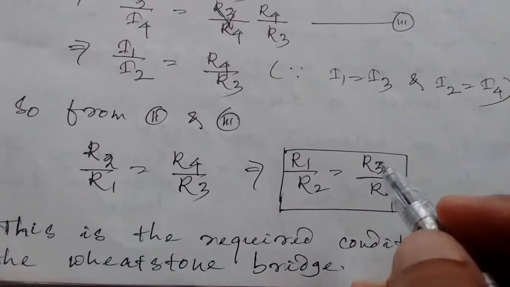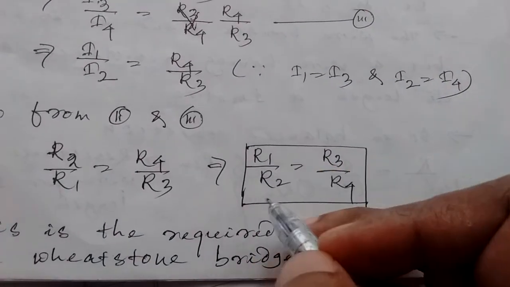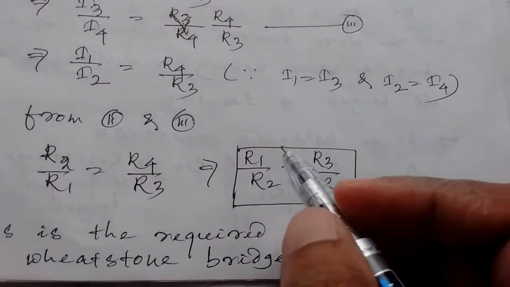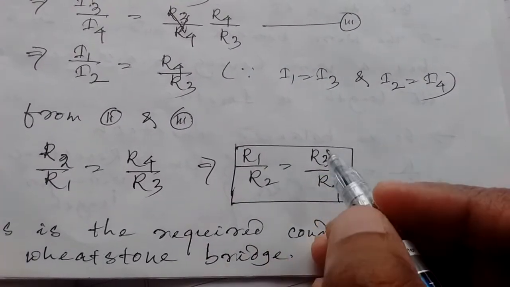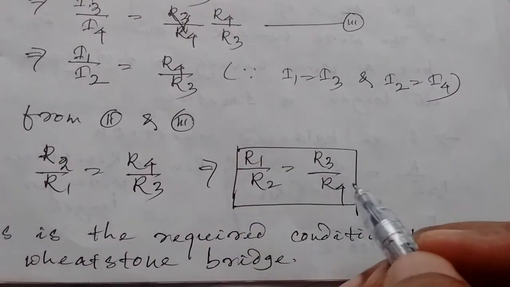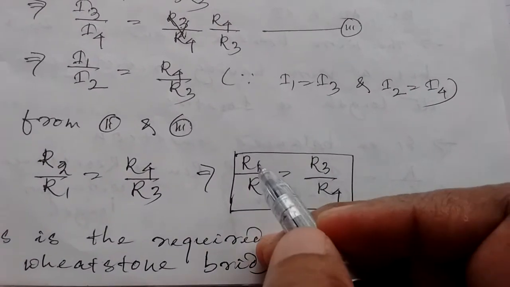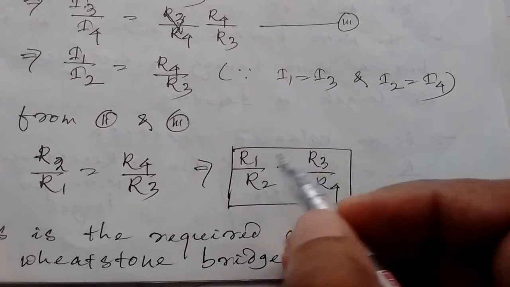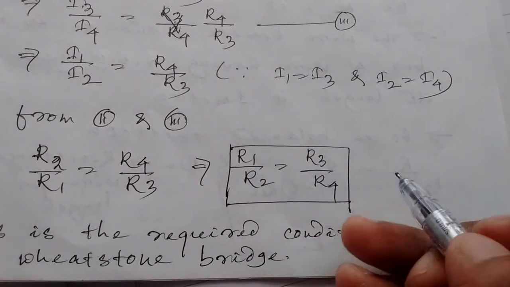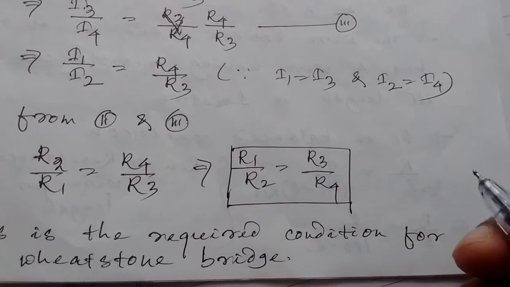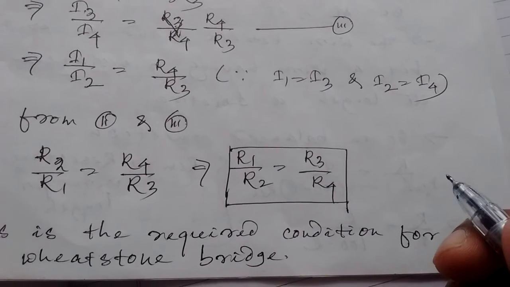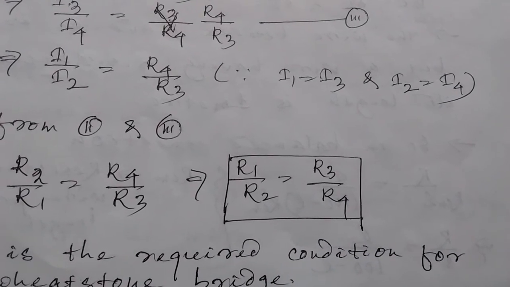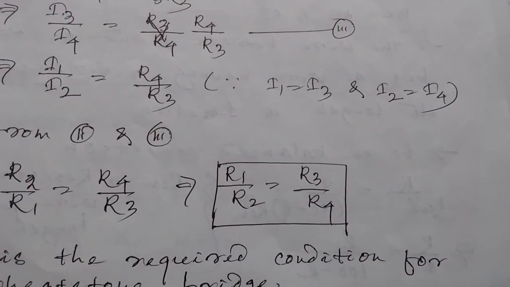This is called the final balance condition. In terms of resistors, the balance condition is R1 by R2 is equal to R3 by R4. Here R4 is the unknown resistance, and R1, R2, R3 are all known resistances. So 3 known quantities, 1 unknown quantity. We can simply find out the value of R4. This is the first application of Kirchhoff's laws, the Wheatstone bridge: how to find out the unknown resistance.